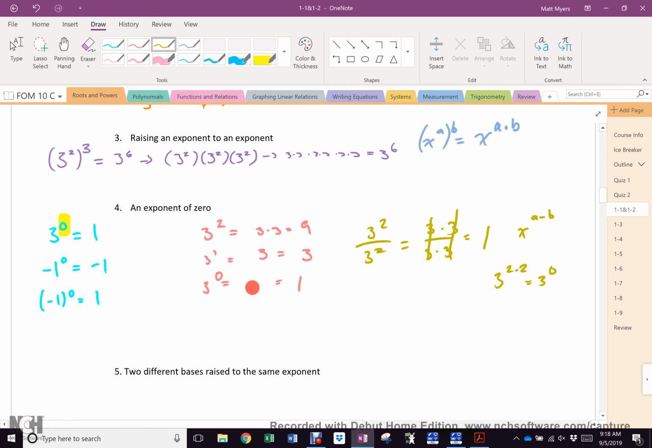Now, here's the weird thing. Can I put anything in the middle there? Is there any way I could write 3 to the 0 as repeated multiplication? No. Because how do I do 3 times 3 0 times? There's nothing there, because what's 0? Nothing. Do you want to know something cool about 0? I don't care if you say no, I'm going to tell you anyway. Until like the year 700, there was no number 0.